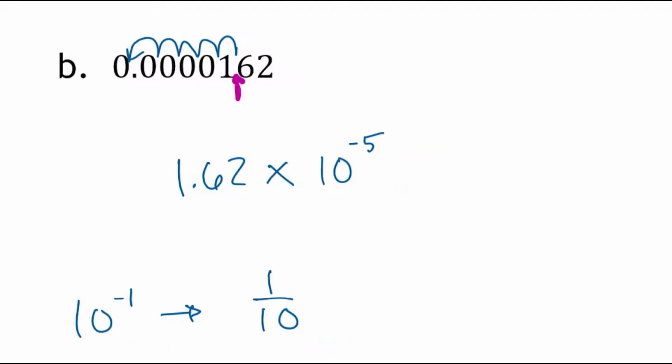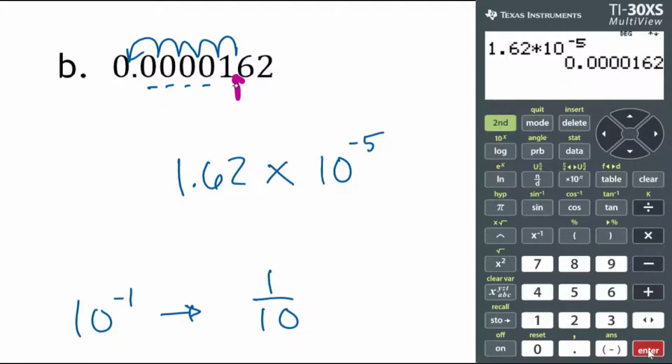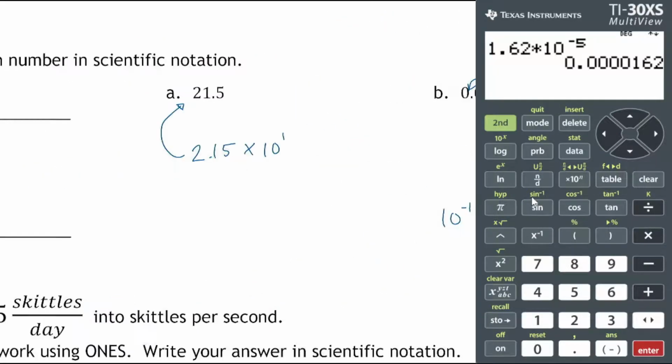And you know what? Why not take a quick look at our calculator, friend, and see if it agrees with that? I'm not sure how this will handle this. If I go 1.62 times 10 to the power of negative 5, it should be the original decimal. And I've got 0.000162. Yeah, 0.000162. It's exactly the same. So I'm confident in that answer.